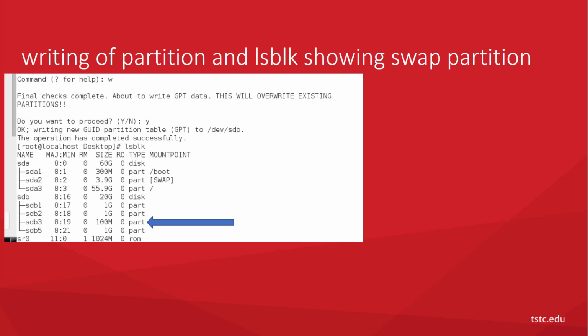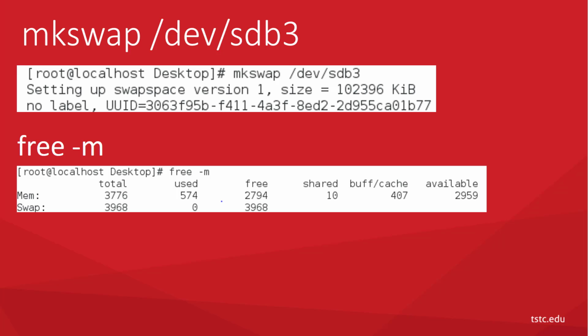Now you'll notice that it doesn't show it as swap like the one that we created when we made the VM, because we haven't run the commands to do so yet. The first command we will run is mkswap followed by the partition name, which in our case here is /dev/sdb3.